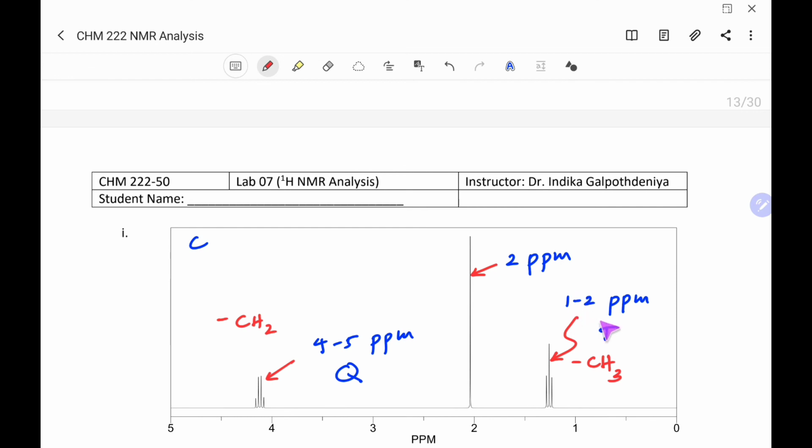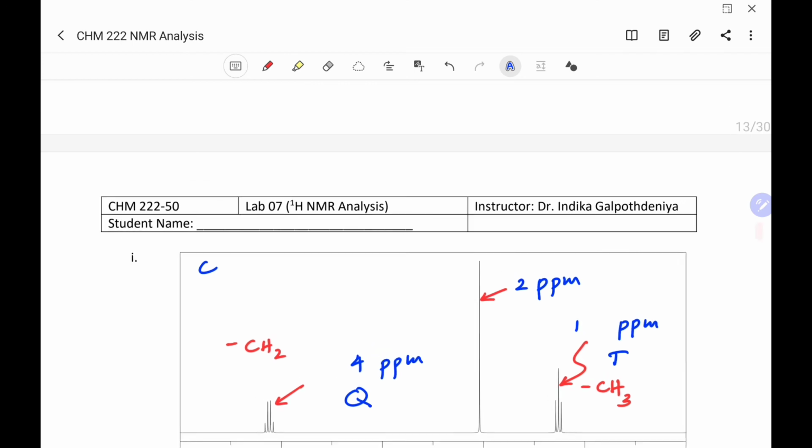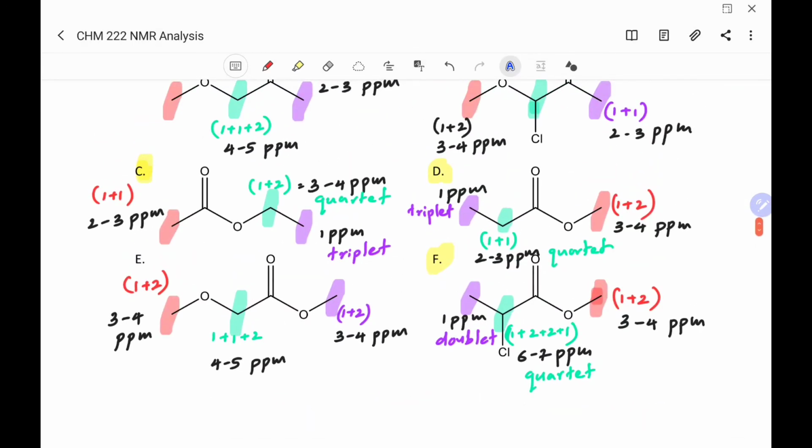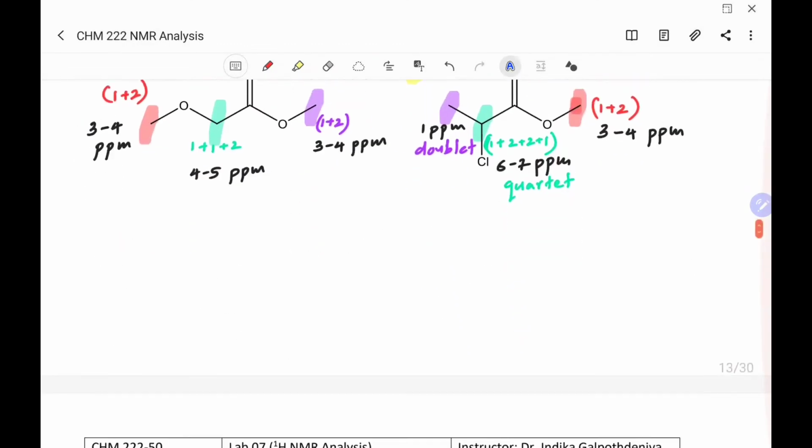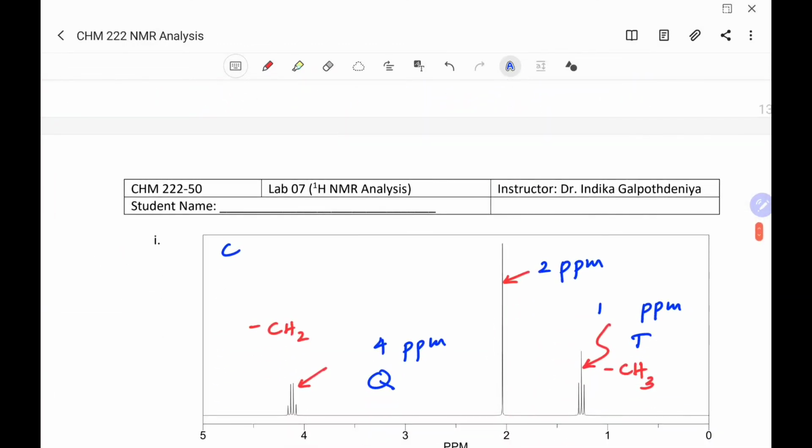Here is your 1 to 2 ppm. It's actually 1 ppm in the analysis. And then it says 4 to 5, but in our analysis it says 3 to 4, and this is very close to 4, so you can say it is 4 ppm. And you have a 2 ppm peak as well right here in the C. So that is the best match for our structure. So we have already figured out the first one.